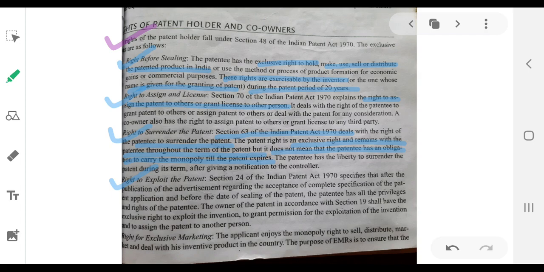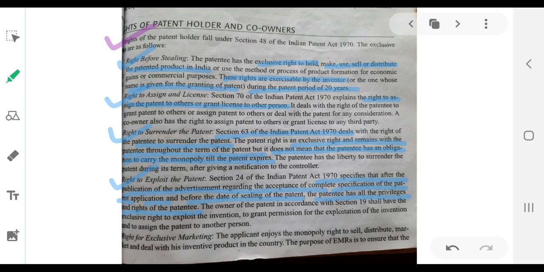Okay? Then the right to exploit the patent. Section 24 of the Indian Patent Act 1970 specifies that after the publication of the advertisement regarding the acceptance of complete specification of the patent application, before the date of sealing the patent, the patentee has all the privilege and right of the patentee. Okay, the owner of the patent, according to section 19, shall have the exclusive right to exploit the invention. So, right to exploit the patent.